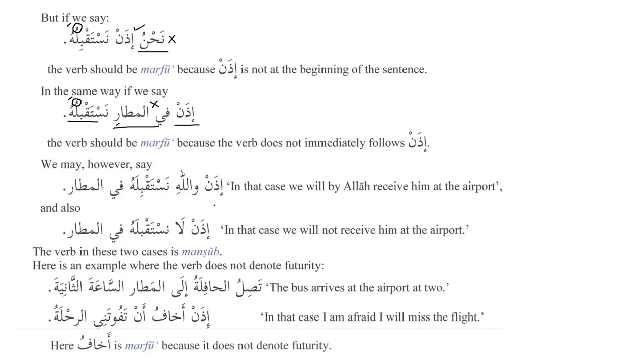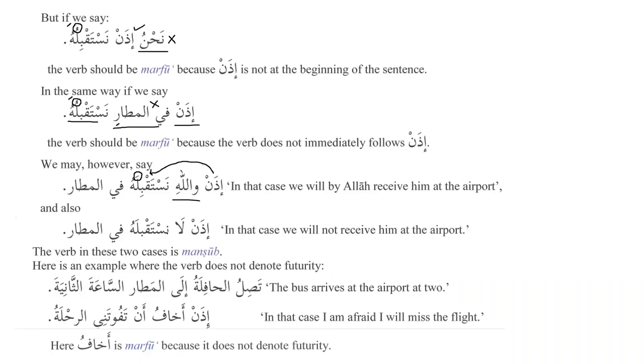However, if we say idhan wallahi, now what do we have? We have oath. Okay, so if we have oath, then we have discussed that this is an exception, and then after that idhan will be adatun nasb, and then it will make the mudari mansub. Now it is possible to make it mansub, and what is the reason? The reason is because we have oath over here.